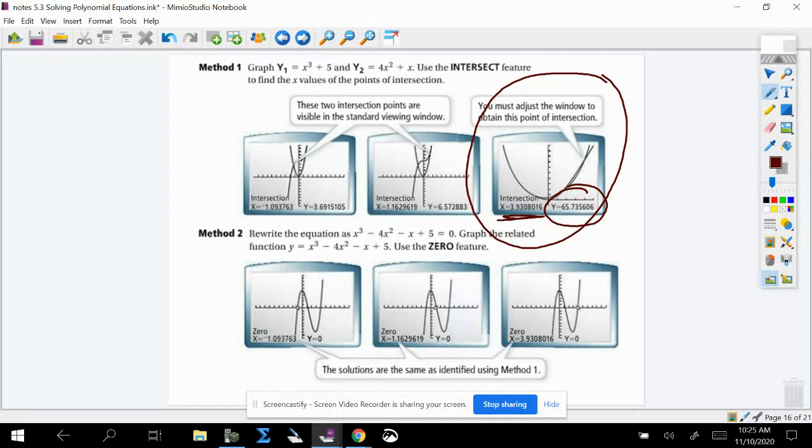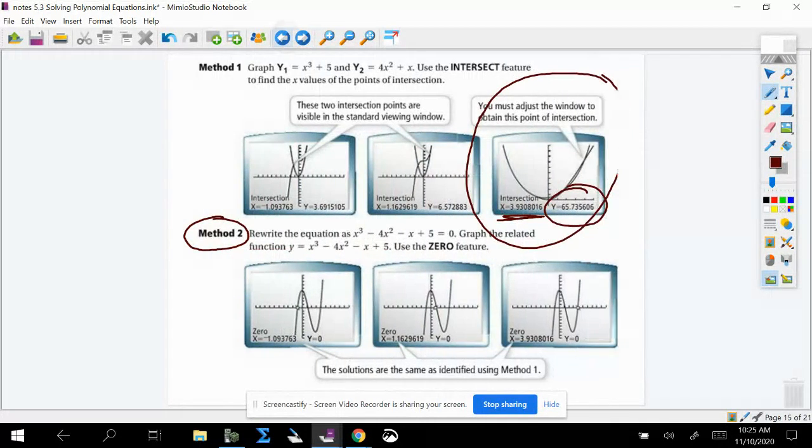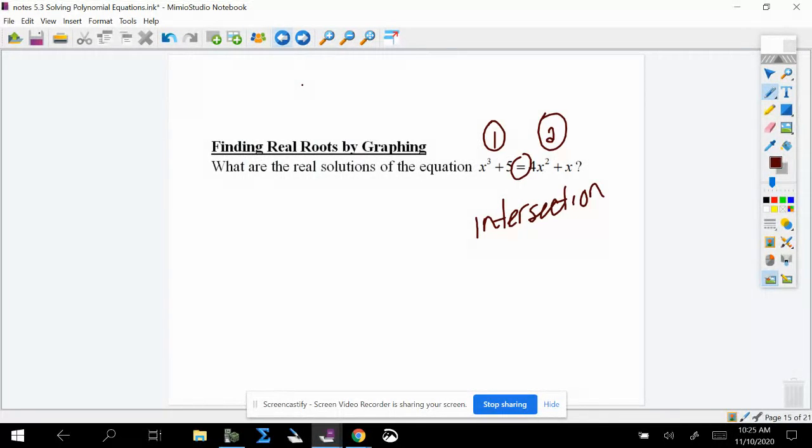So here's how we do this. Obviously, you can adjust your window as much as you want and go like that. But I actually think there is a better method, and that better method is kind of what I'm going to illustrate here in method 2. The better method, in my mind, I'm going to go back to what I just did. Instead of immediately starting out by putting one equation in y1 and one equation in y2, get it in standard form.